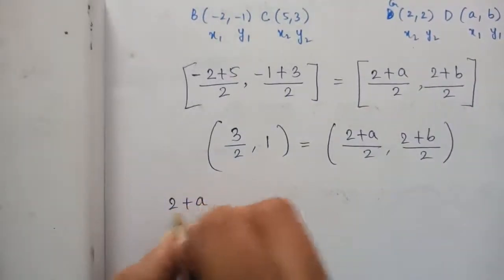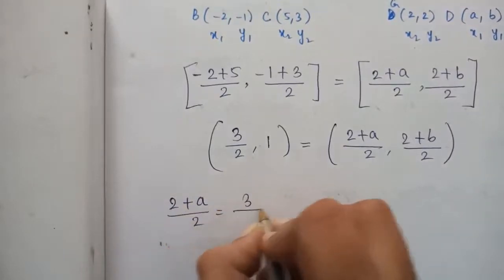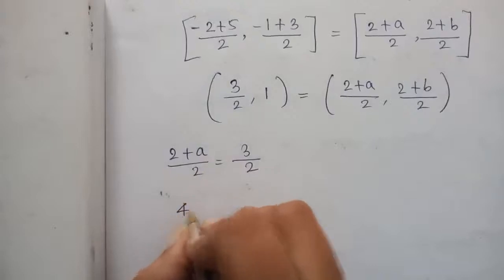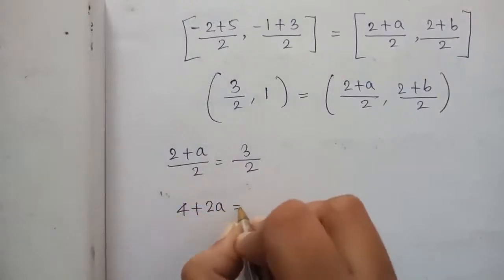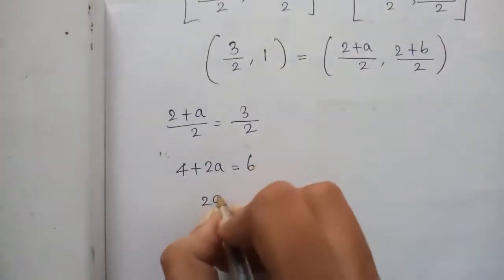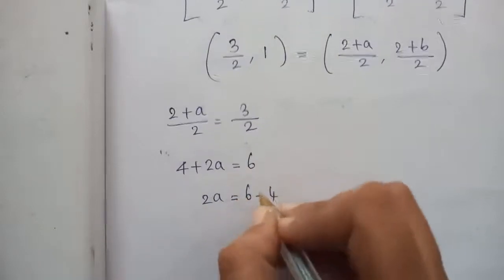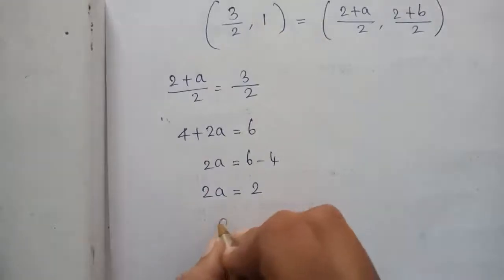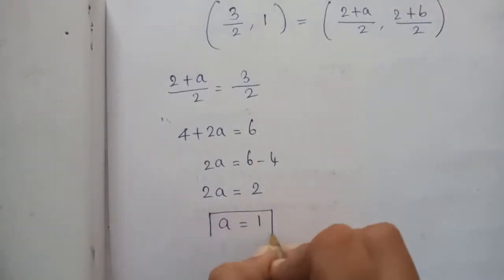So (2 plus a) by 2 is equal to 3 by 2. Cross multiplying, 4 plus 2a is equal to 3 twos are 6. So 2a is equal to 6 minus 4, which is 2. So the value of a is equal to 1.